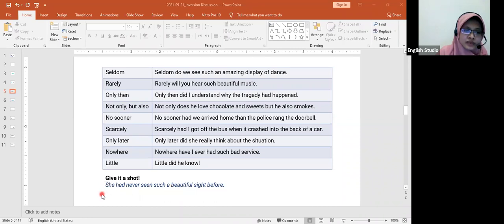Give it a shot. She had never seen such a beautiful sight before. This is a common or usual sentence pattern. So please rewrite the sentence as an inversion, guys. Please type the inversion of this sentence, okay? I will give you maybe a minute or two.